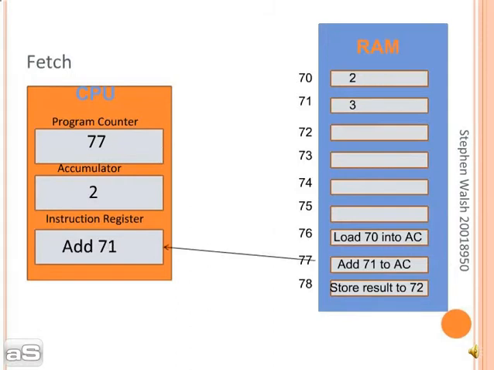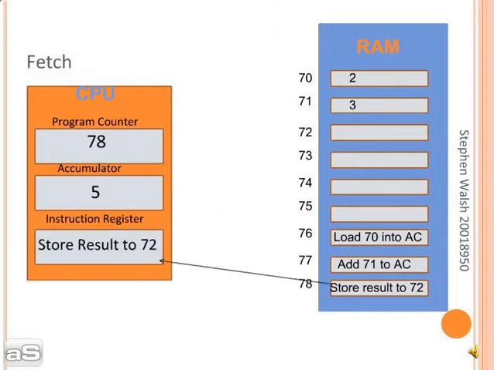Operation 77 says to add 71 into the accumulator. This is put into the instruction register. 3 is added into the accumulator, which gives us 2 plus 3, which is equal to 5. The program counter is set to 78. Operation 78 says to store the results to 72. The result, which is 5, is added into the memory slot of 72 on RAM.